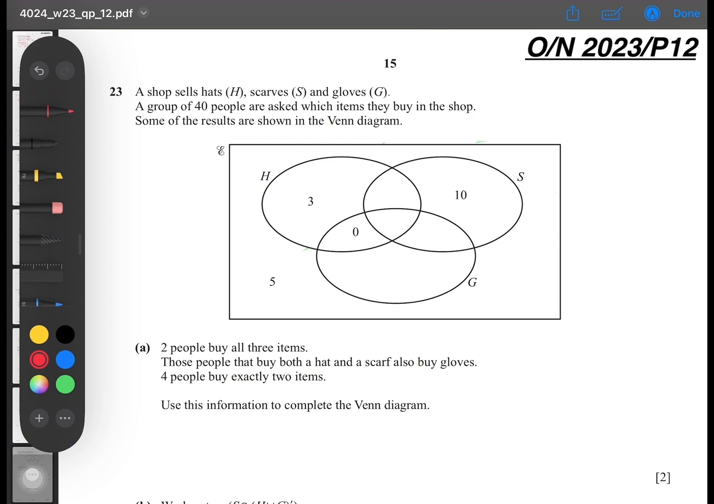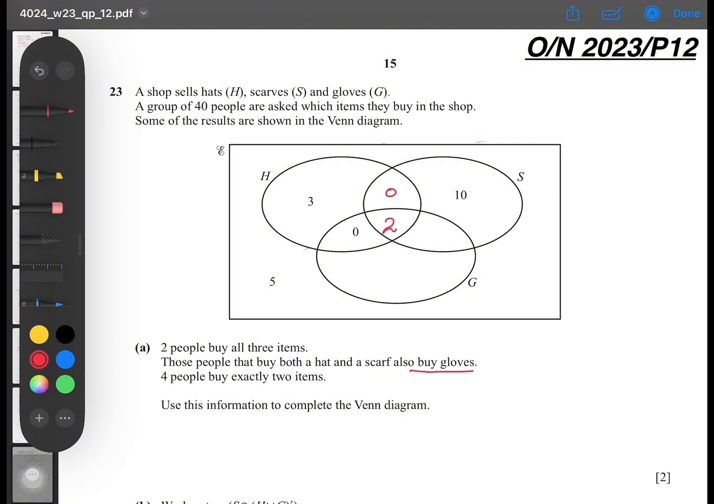Part A. 2 people buy all 3 items. So we will put 2 in the common part of hats, scarves, and gloves. So it will be 2 will come here. Now point 2, those people that buy both a hat and a scarf also buy gloves. So it means there is 0 value or no member on a common part of a hat and scarf. So this will be 0.